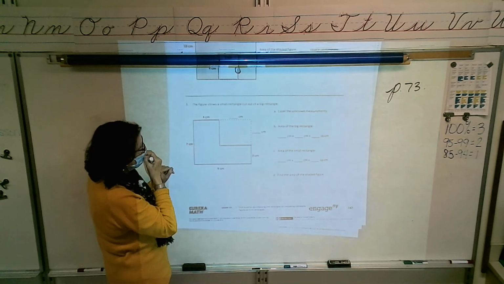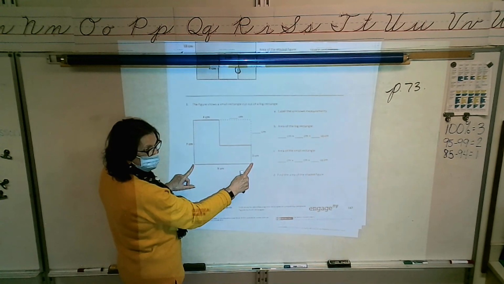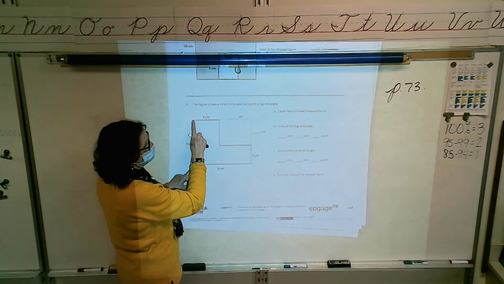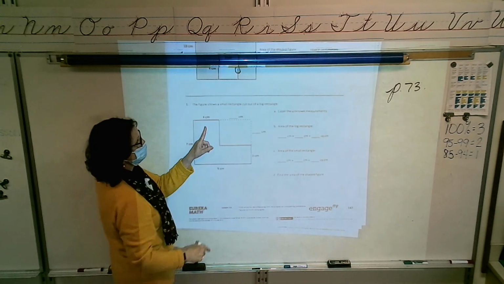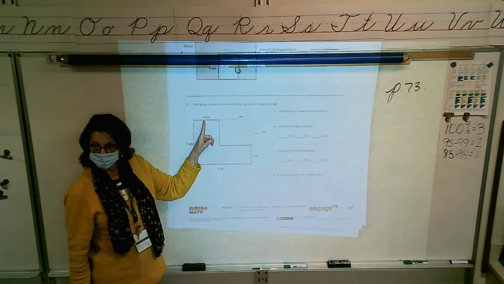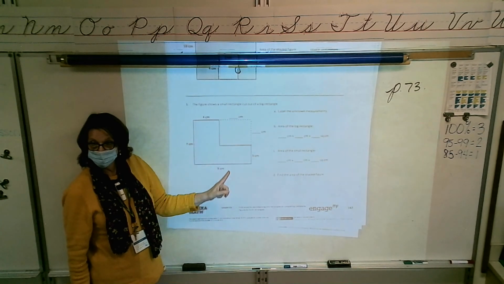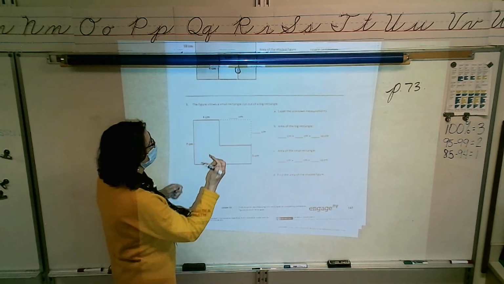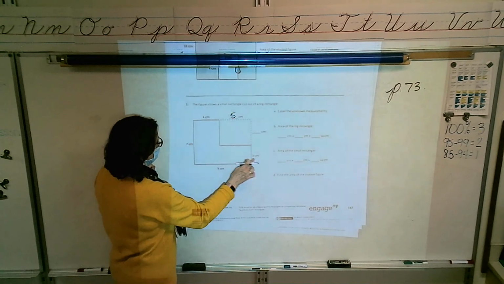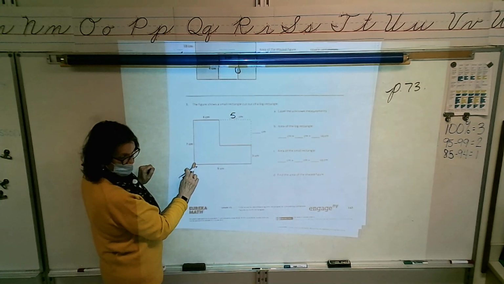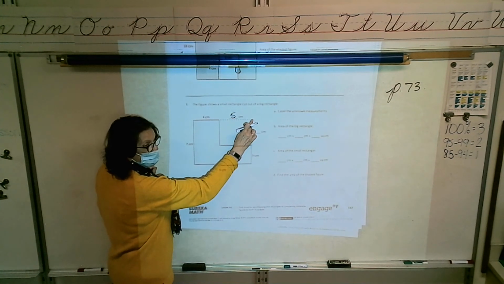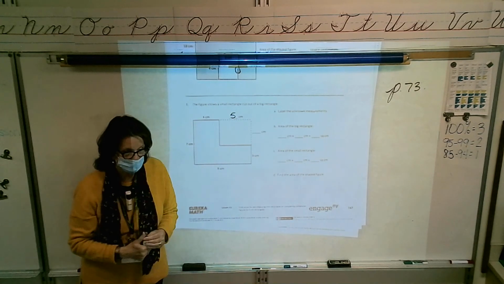So, if this side is 9 centimeters, what do we know about this side? It must also be 9 centimeters. This is 4 centimeters, so I ask myself, 4 plus what gives me 9? 4 plus 5. Okay, now you guys do it for this side. This side is 7, so this side has to be 7. So go ahead and find the missing side.